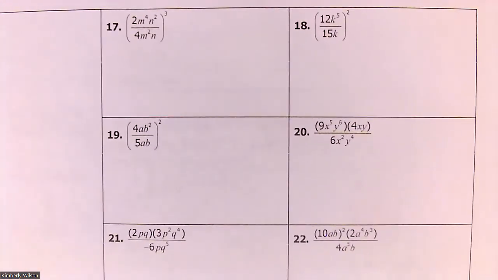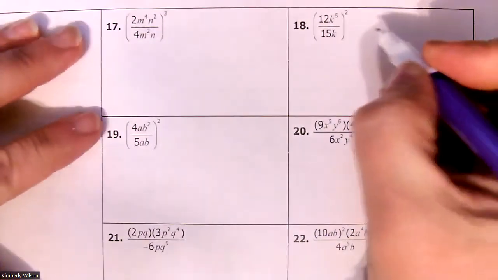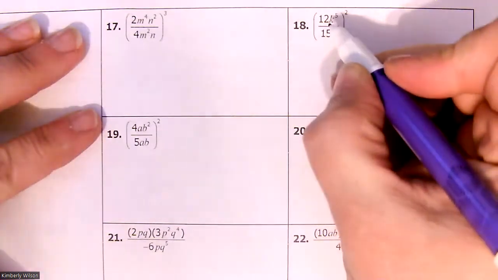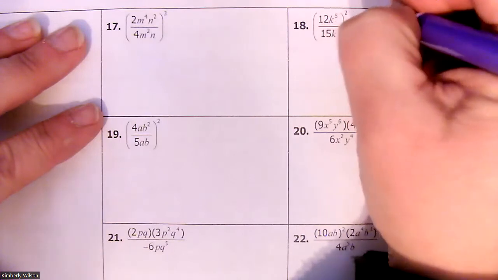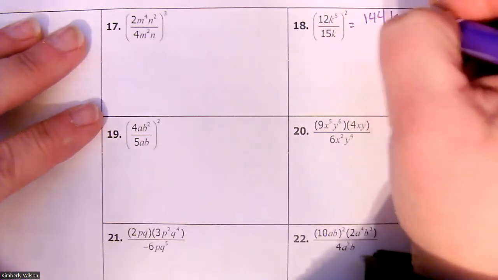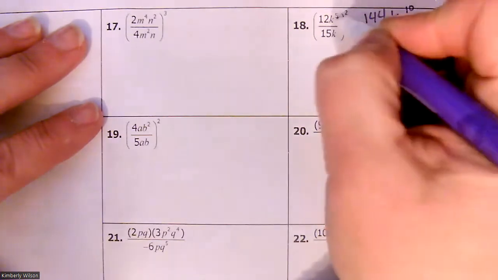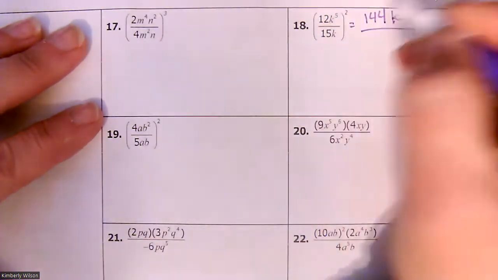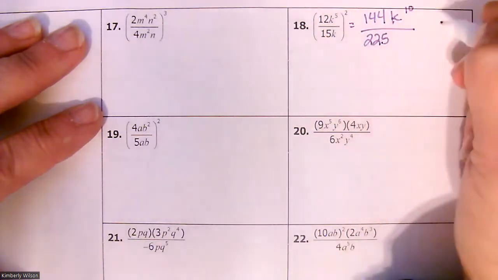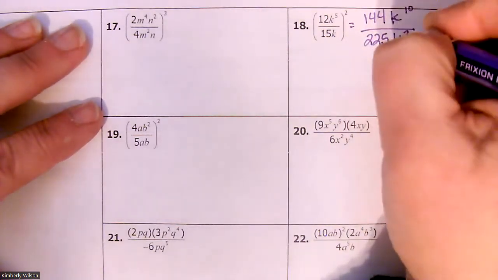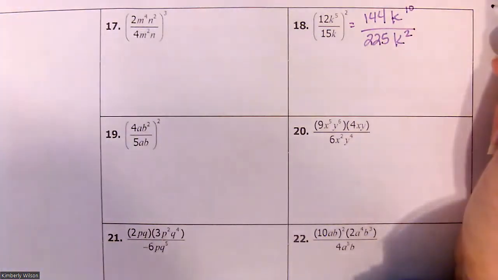Okay, here we go. So now we're going to move on to number 18. Okay, so we've got 12 squared, which is 144, k to the 10th, because you multiply the exponents, over 15 squared, which is 225, k squared. And now we have to simplify.